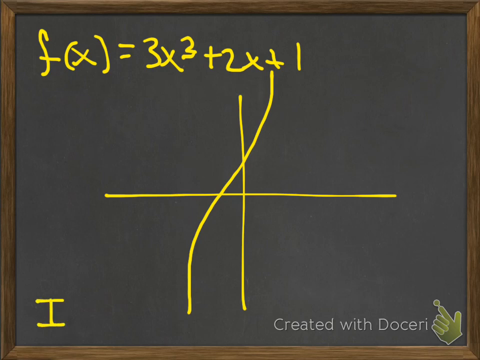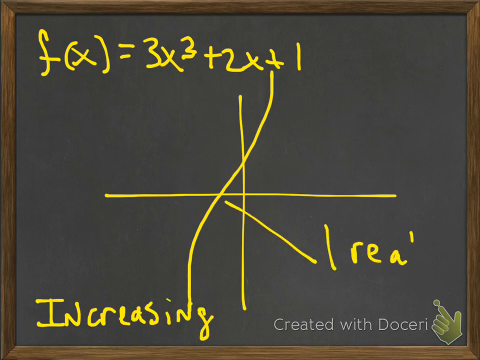And this is increasing. If you notice here, it's always increasing. It's always going up. There's no turning. I mean, there's curves, but there's no turning point where it starts going up and then starts going back down.